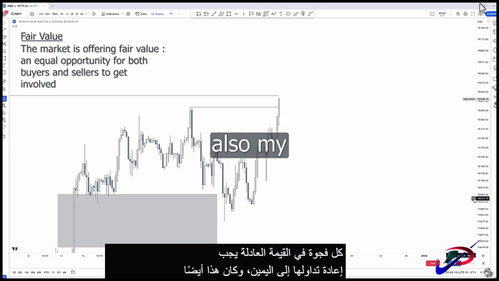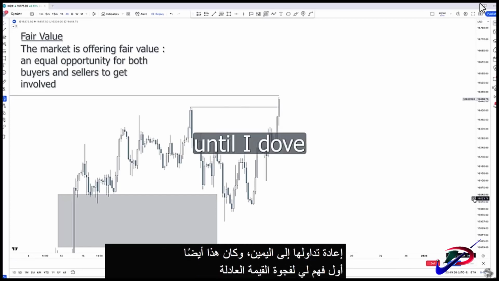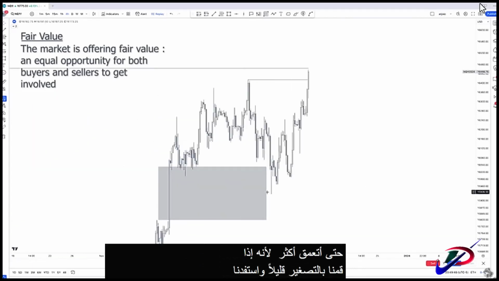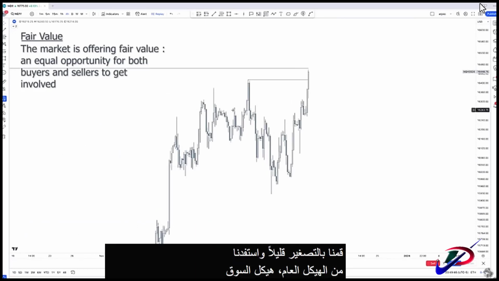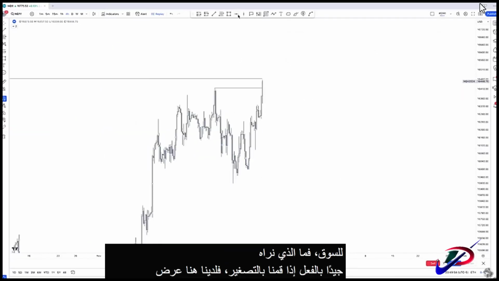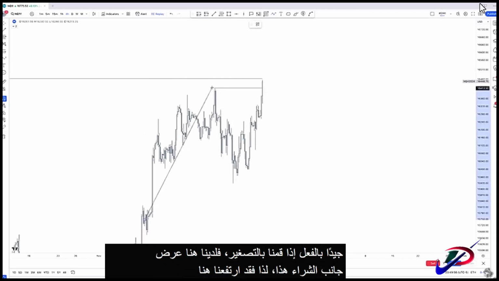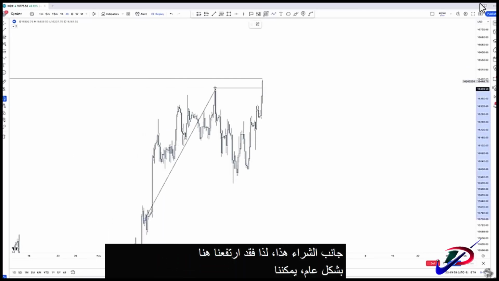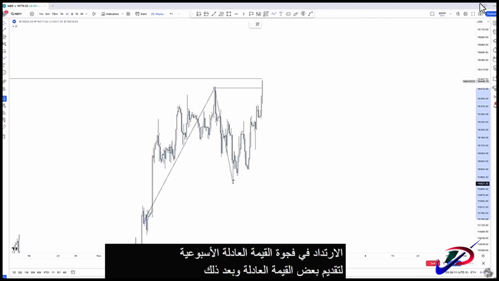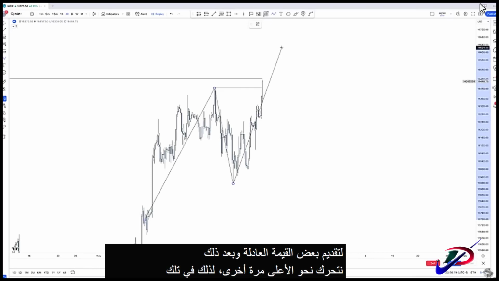That was also my first understanding of a fair value gap until I dove deeper into it. Because if we zoom out a little bit and make use of the overall market structure, then what do we actually see? Well, if we zoom out, here we have this buy side offering. So here we've been going higher, so overall we can argue there has been buy side offered right there. After we make this retracement into the weekly fair value gap to offer some fair value, and after that, we move higher again.